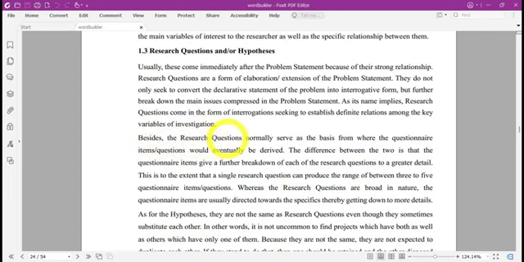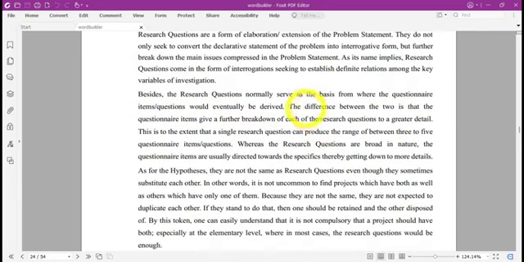Besides, the research questions normally serve as the basis from where the questionnaire items or questions would eventually be derived. Like I said, it breaks down the problem statement. These are the questions you place in your questionnaires and send out for people to fill. The difference between the two is that the questionnaire items give a further breakdown of each of the research questions to a greater detail.